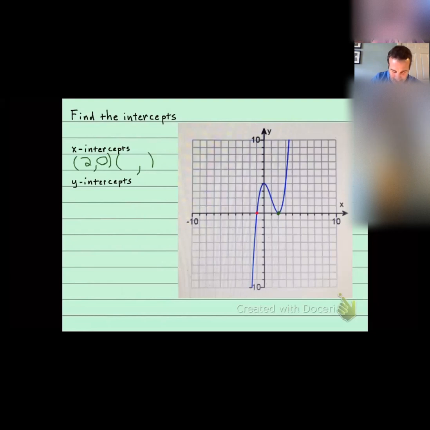And what about the red point? What's the ordered pair? What are the coordinates of the red point? Negative 1, 0. Yeah, negative 1, 0. Great. Okay, so those are the only 2 x-intercepts. It doesn't cross the x-axis anywhere else.